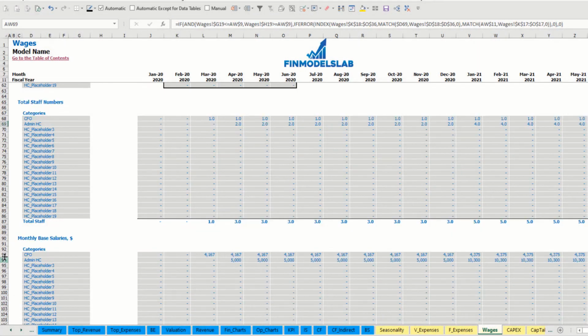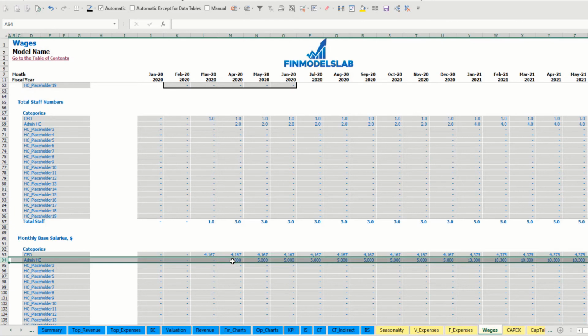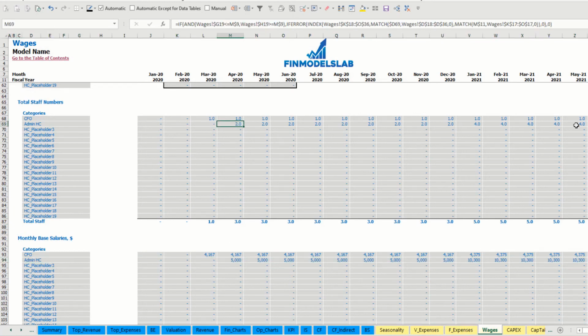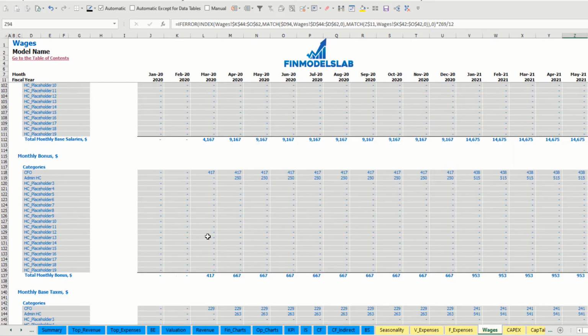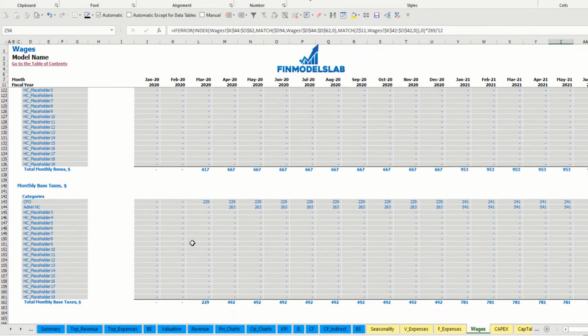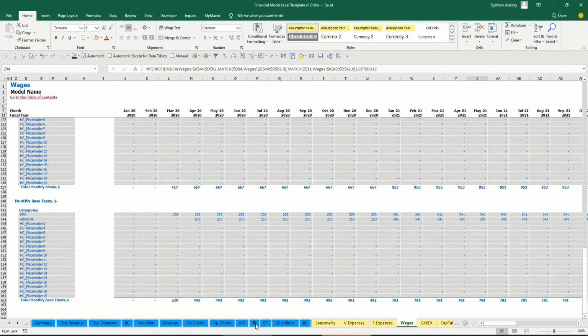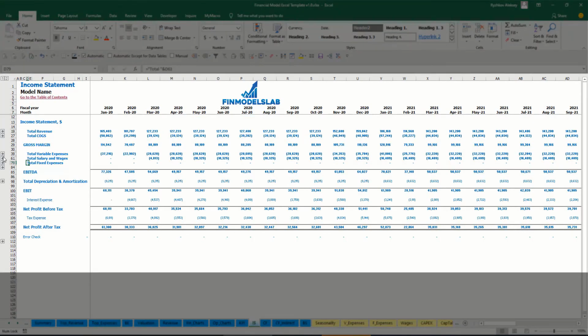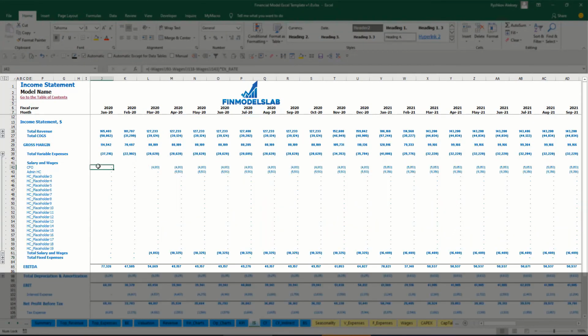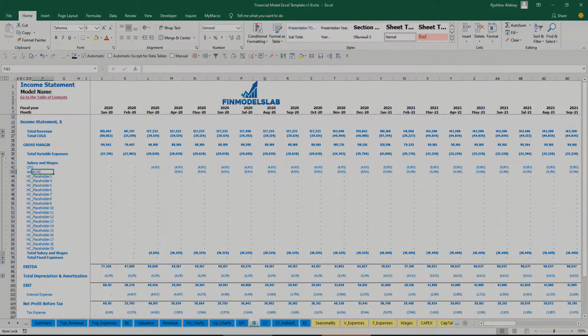Again, calculation of salaries for these headcounts, calculation of bonuses, and calculation of monthly payroll taxes. You may see in the income statement total salaries and wages, and here you may see the total amount of bonuses, payroll taxes, and wages for these headcounts.